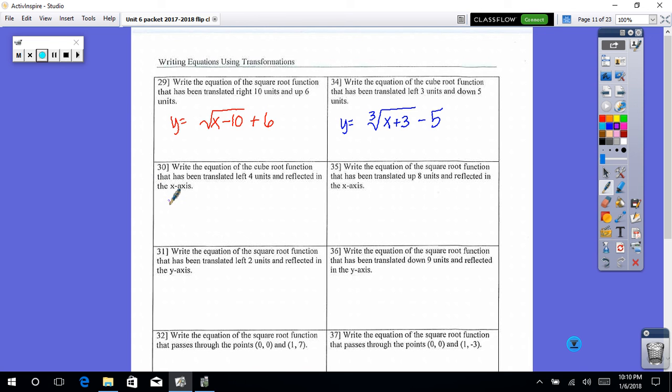Okay, number 30. The cubed root function. Left 4 units and reflected in the x-axis. So for x, it goes on the outside. You have to think kind of different there. Okay, if I want to reflect over the y, then my x becomes negative. If I want to reflect over the x, the entire function becomes negative.